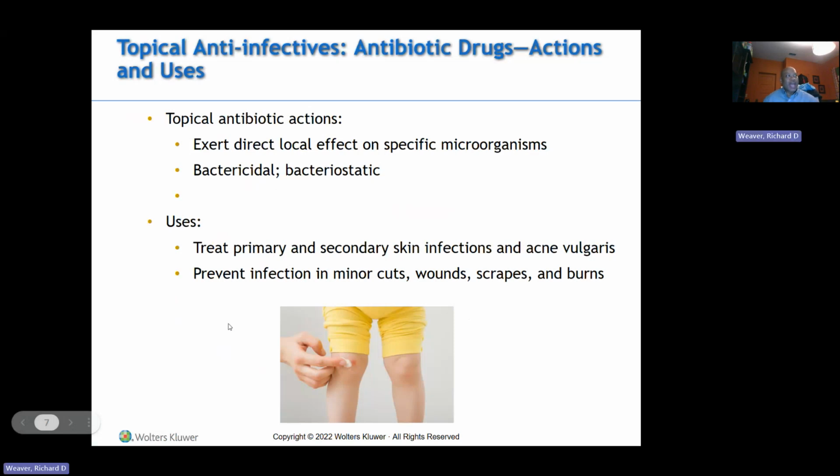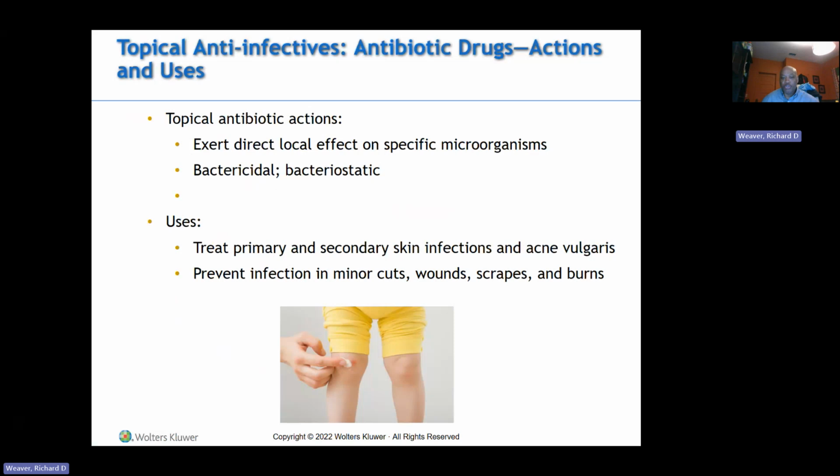Some of the topical anti-infective antibiotic drugs, we want to talk about their actions as well as their uses. So let's talk about the topical antibiotic drugs. These drugs exert a direct local effect on specific microorganisms. They adversely affect specific microorganisms, and they may be bactericidal, in other words, lethal to bacteria, but they also inhibit bacterial growth, so think about bacteriostatic. So it does both.